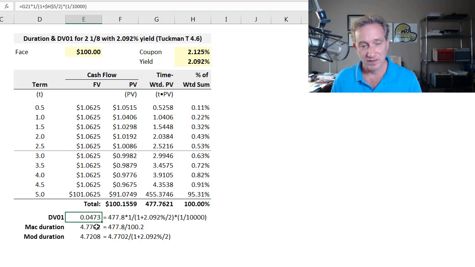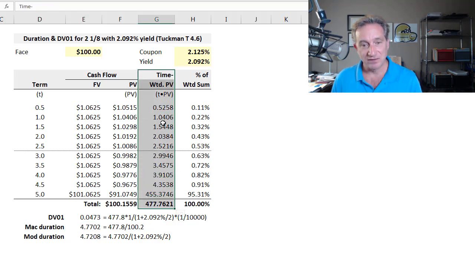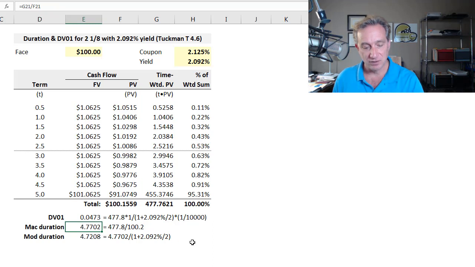That's not my focus here. Rather, it's the Macaulay duration. And having done this here, having summed the time-weighted present value to get the Macaulay duration, you can see it's very simple.